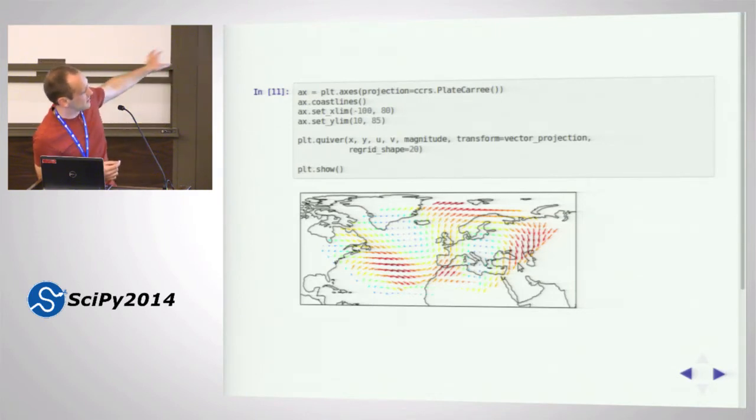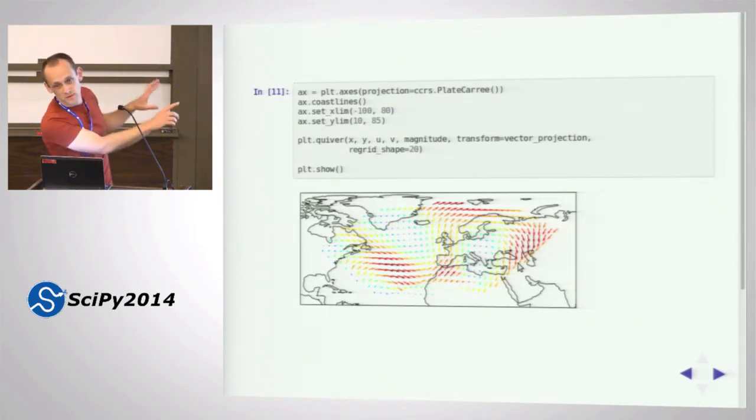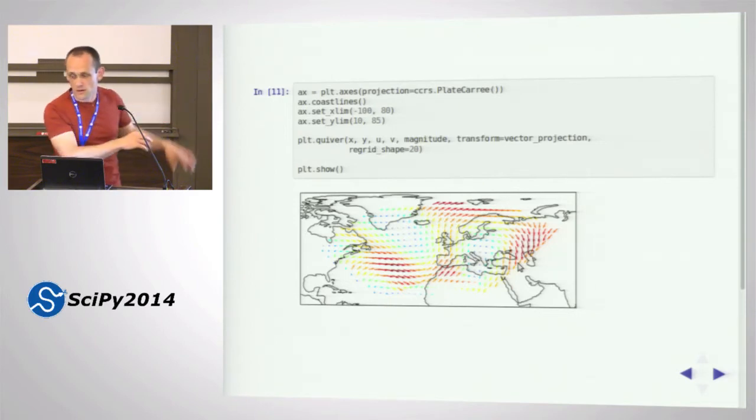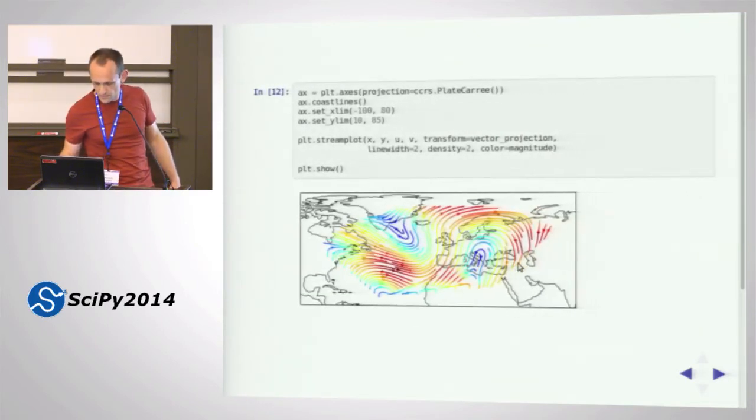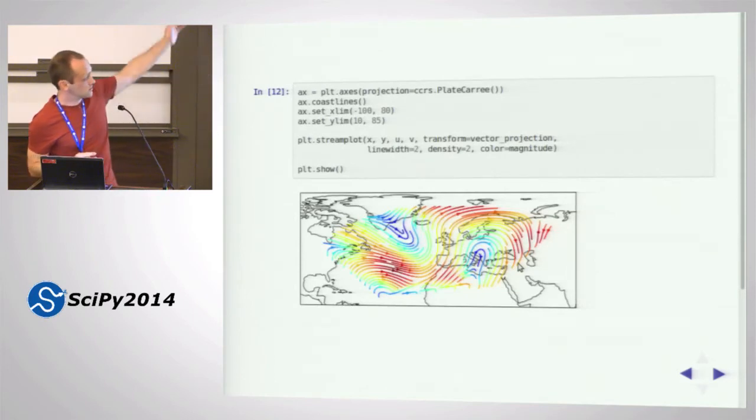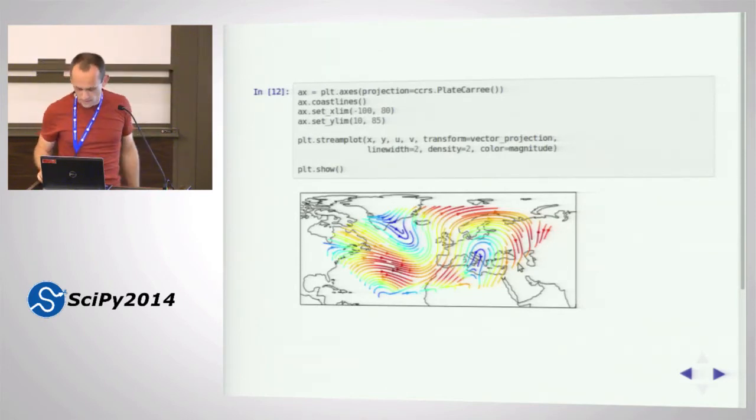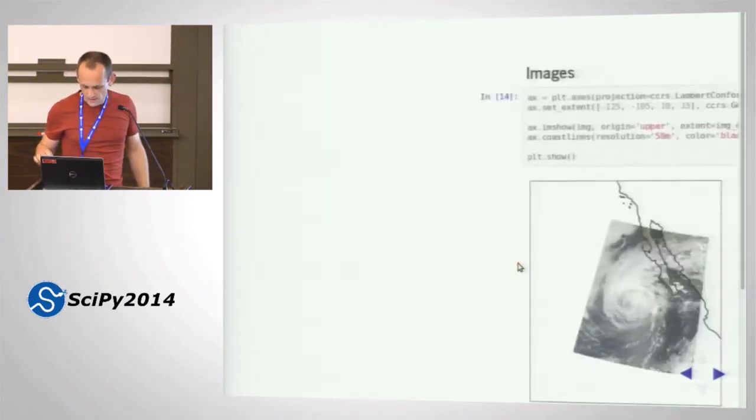So that's exactly the same data set, but now we've resampled it on the map's coordinate system, and it sometimes makes it a little bit easier to see what's actually going on. And that actually then means you can do things like streamplot, because that relies on that kind of setup in the first place.